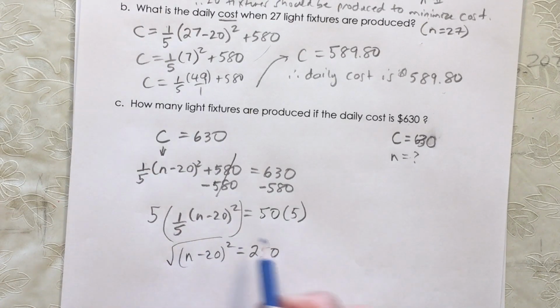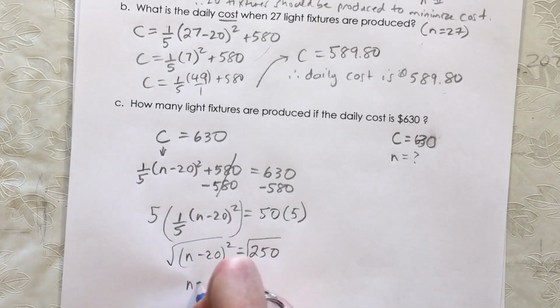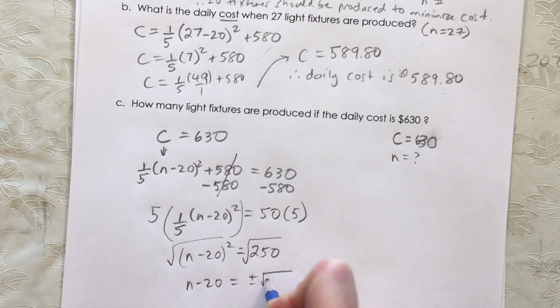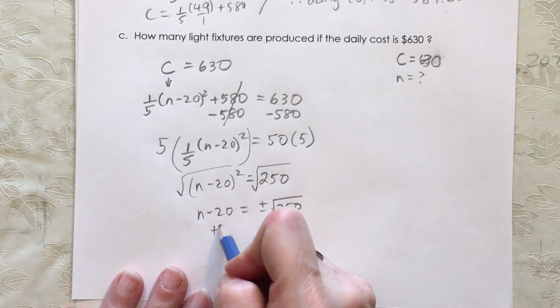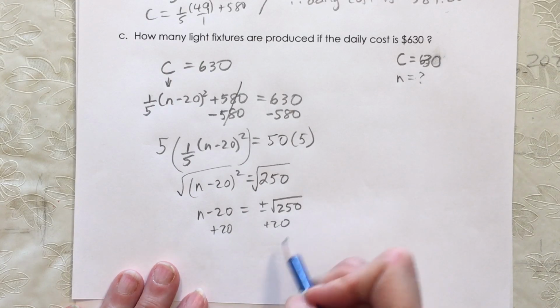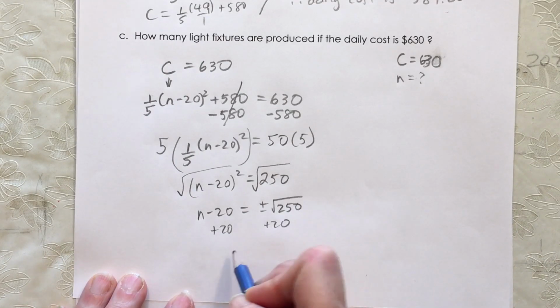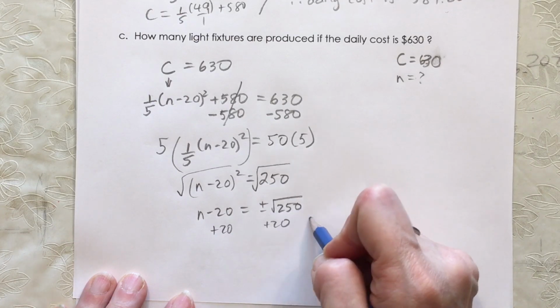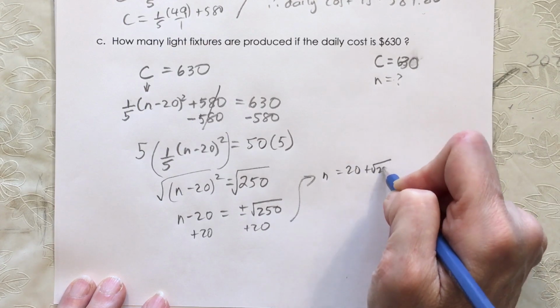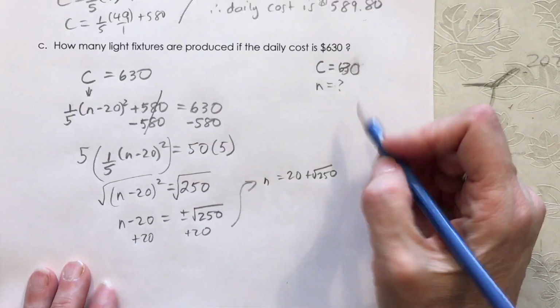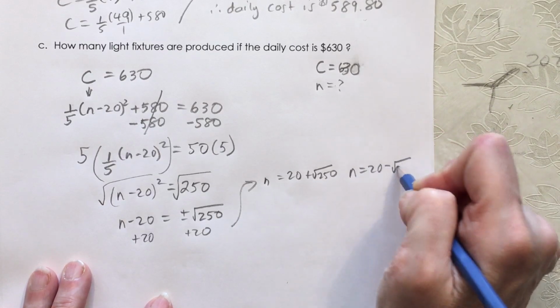Then I want to square root both sides. So then I get n minus 20 equals positive or negative the square root of 250, which isn't perfect, so we'll leave it. Add 20. And then it can break into two possibilities. One is going to be that n is 20 plus the square root of 250. And the other one will be that n is 20 minus the square root of 250.